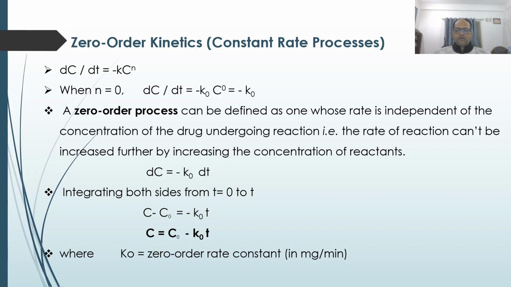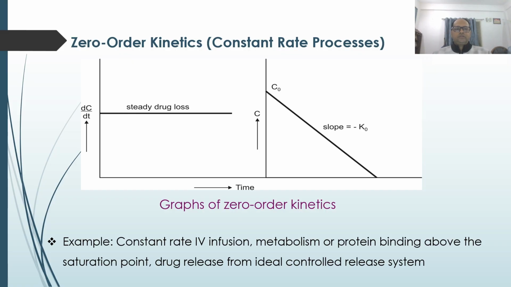Then, coming to zero order kinetics, that is a constant process, as we already discussed. This zero order graph can be plotted as dC by dt versus time and concentration versus time. When you plot a graph of dC by dt versus time, you notice there is a steady state, meaning there is no change in the rate process. That is a constant line, parallel to the x-axis or time axis.